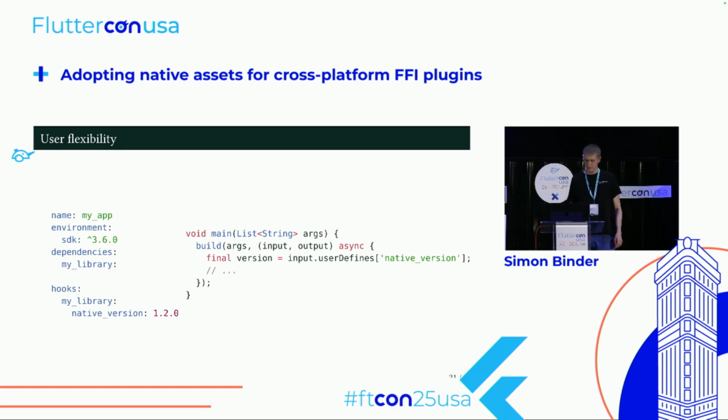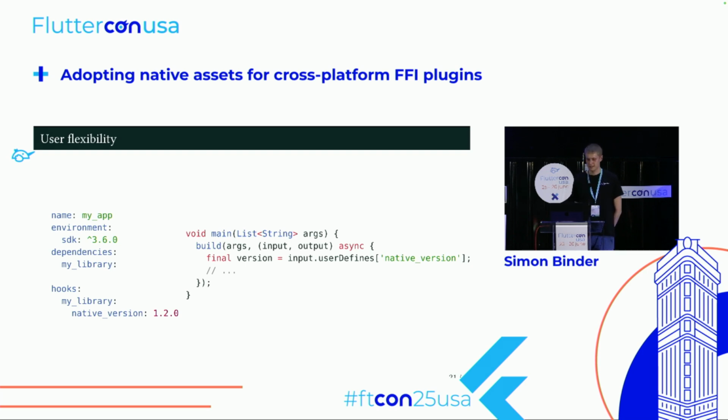So for instance, they might be able to select a native library or some version of the native library that they want to bind to, and then I don't have to release a new version of my package every time that SQLite updates. I can just tell users to update that single line in their pubspec, for instance.